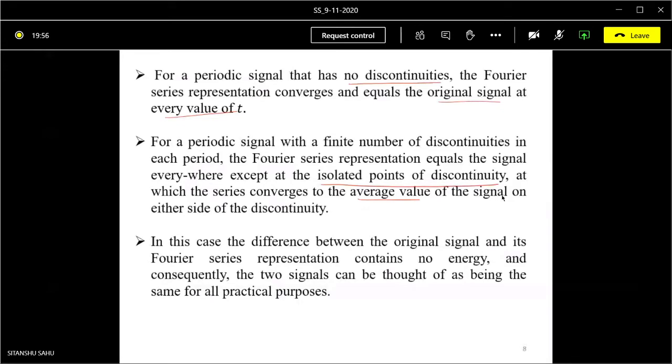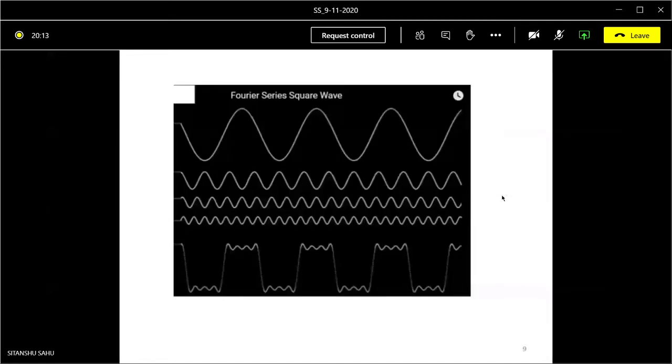Okay, so that's why we should not allow more number of discontinuities in one period or within a finite interval of time. We should not allow more number of discontinuities. Now, if you see a square wave.